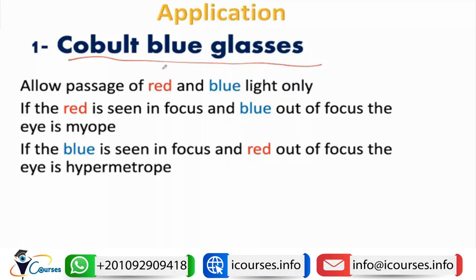The cobalt blue glasses are a type of glasses that will allow only the red and the blue light to enter inside the eye. And by the difference in the chromatic aberration, we'll be able to know if the eye is myope or hypermetrope, meaning that if the eye can see the red color clearly and the blue is blurred, then the eye is myope. If the blue is seen clearly and the red is blurred, then the eye is hypermetrope.